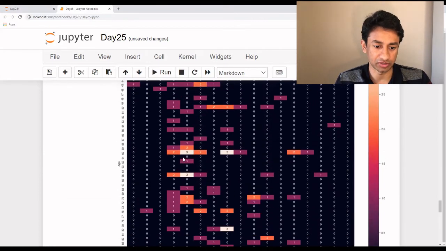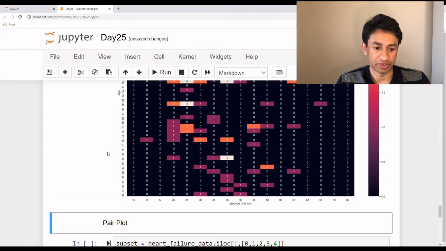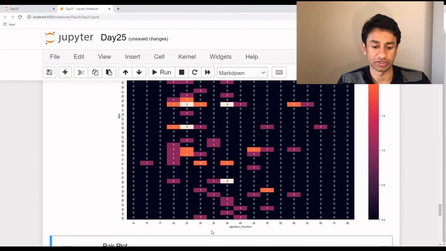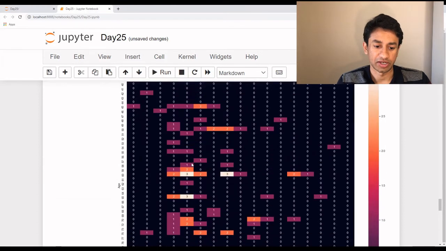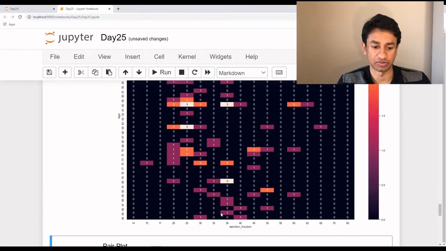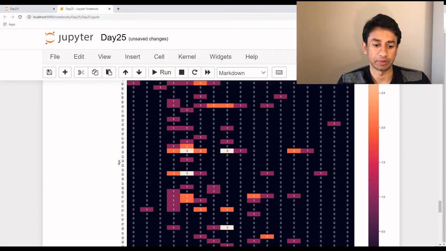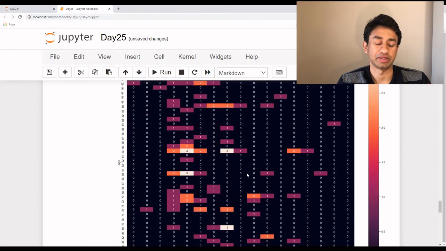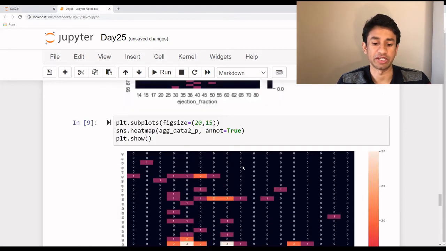Okay, so as you see here, now it's very clear. So we are able to see what's happening. We are able to see the age clearly, the ejection fraction, as well as the numbers, like how many people did not survive in each of those groups. So there seems to be quite a number of people who did not survive in this group. So people of age group maybe between 60s and 70s and with a low ejection fraction. Yeah, so that's how heat maps are useful.